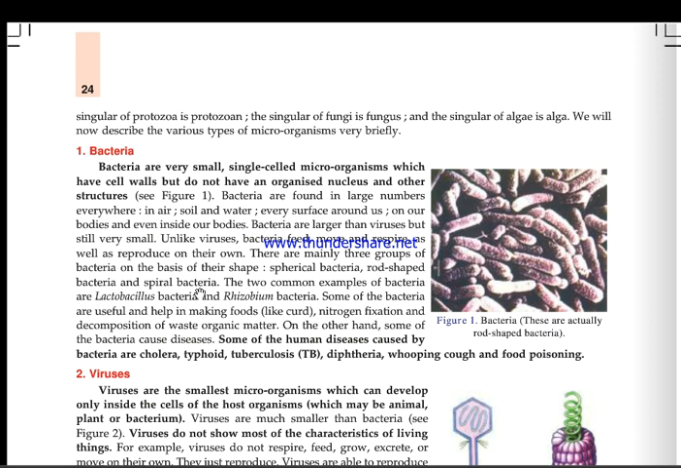This Lactobacillus bacteria helps to make the curd from the milk. And this is not a harmful bacteria. Lactobacillus bacteria is not a harmful bacteria. It is useful for us because it helps to make the curd from the milk.